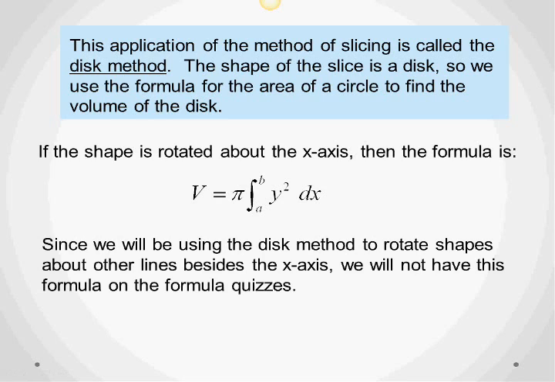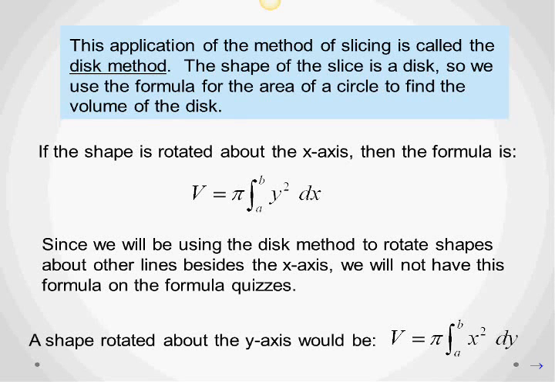Since we'll be using the disk method to rotate shapes about other lines besides the x-axis, we're not going to have this formula on any kind of quizzes or tests. It's going to start to become second nature, because you know that the area of any circle is pi r squared. So you should be fine not worrying about memorizing that. A shape rotated around the y-axis would be integrated with respect to y. And we have x squared here, but don't think that it means that our function is in terms of x. It will actually be written in terms of y when we solve it for x.